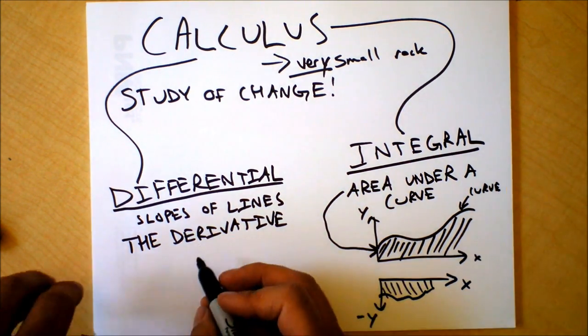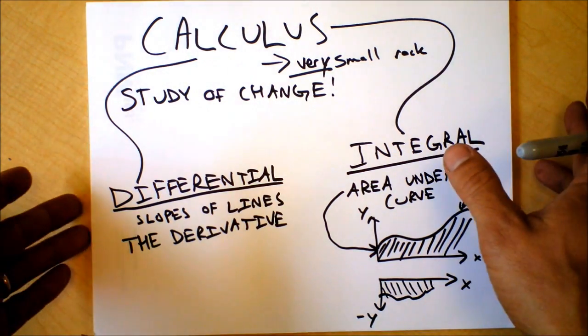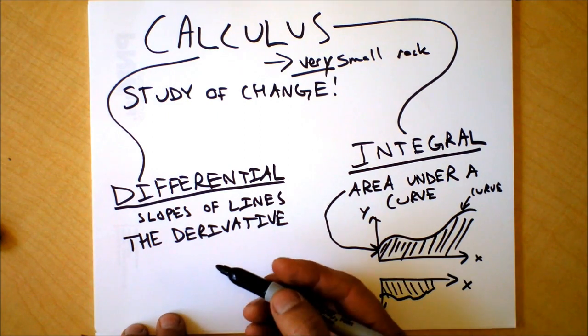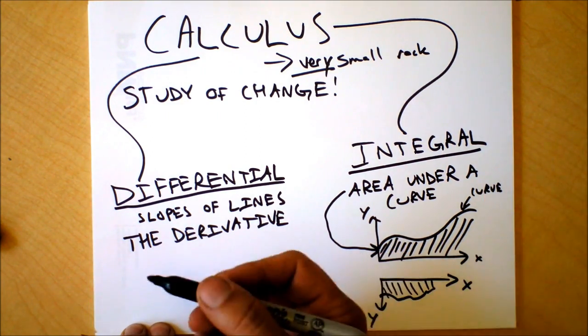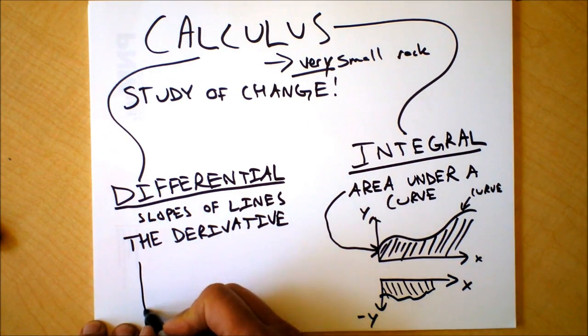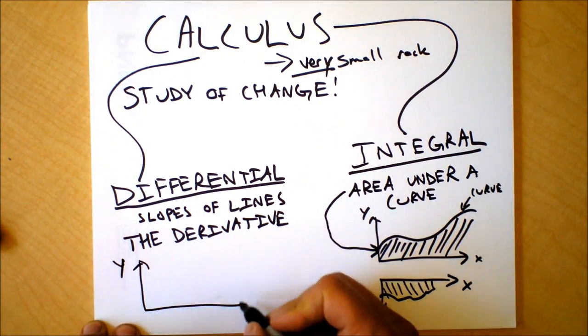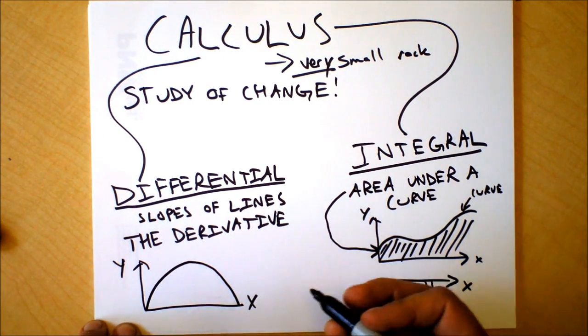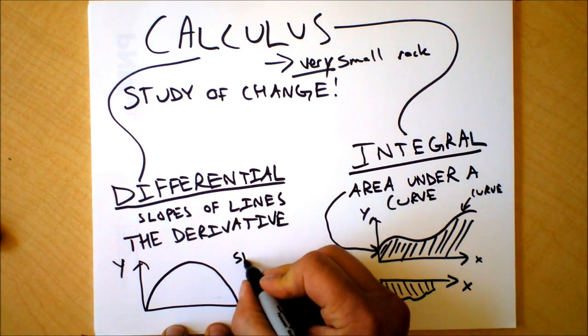Okay, but let's go back to differential calculus, where we'll be for a couple of these lectures. Differential calculus is interested in finding the slope of a line and taking the derivative to do that. So I'll present to you some function. Let's see, we've got x and y, and maybe it's doing something like this. The problem is the slope varies, right?